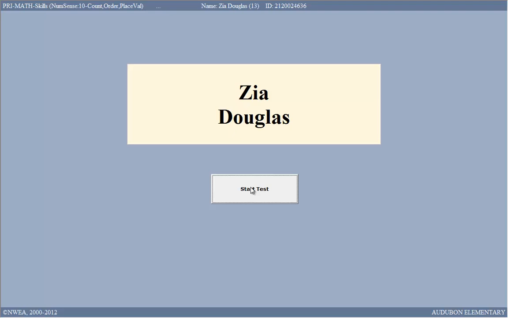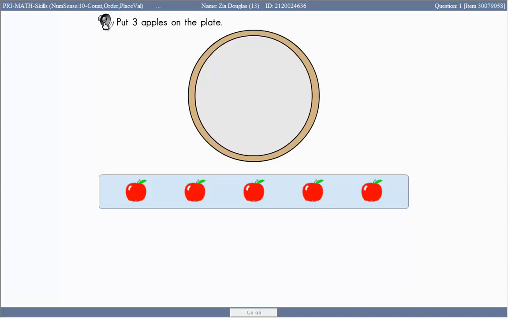They know to raise their hand if they can't hear, and also to click the microphone and the speaker in the corner to hear the directions again. So we'll hit start test. Put 3 apples on the plate. The first one says to put 3 apples on the plate, and it would read out the question aloud. So once they hear this, they will have to come down and actually click an apple in order for it to go onto the plate. Once they have 3 apples on the plate, they can go on, and they know to click down here to go to question number 2.